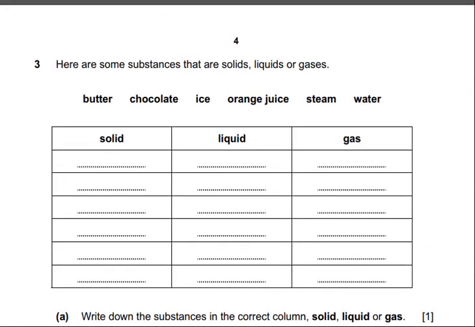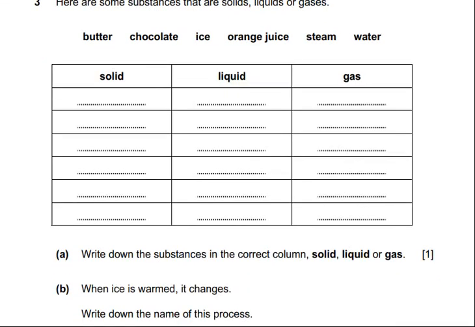Here are some substances that are solids, liquids, or gases. So we've got some examples here, some substances: butter, chocolate, ice, orange juice, steam, water. We have a table. The first column solid, the second column liquid, and the last column gas. So of course this one is also easy. Butter is a solid. Chocolate is a solid, and ice also is a solid. Orange juice is a liquid, steam is a gas, and water is a liquid too.